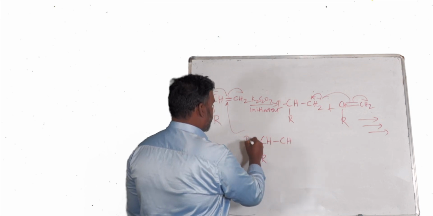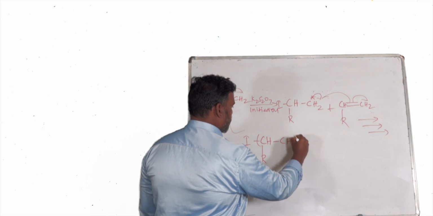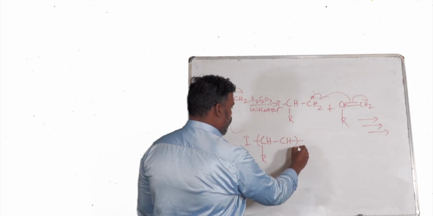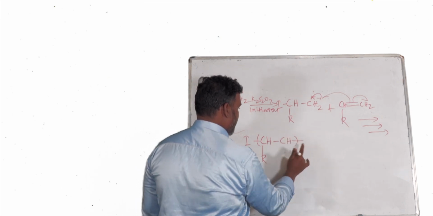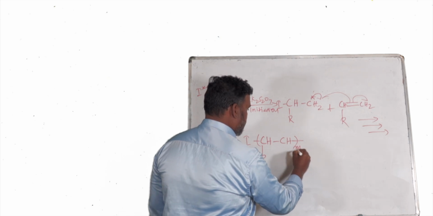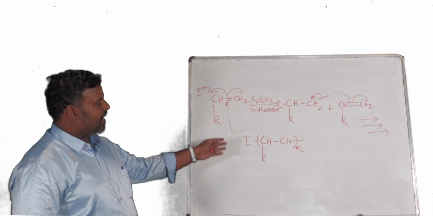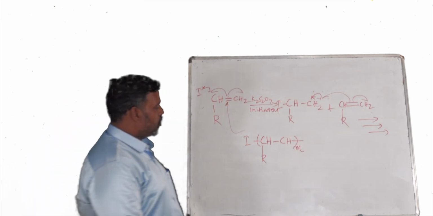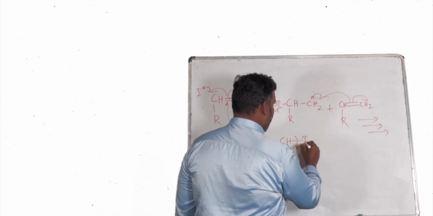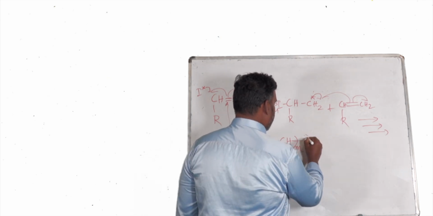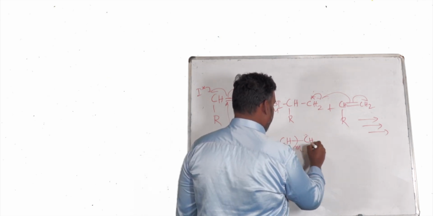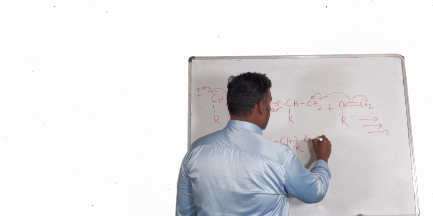So you have the initiator. This one has grown m times. Let's say we give a number m, it has grown m times. Now you have another initiator molecule here, and you can see here CH2.